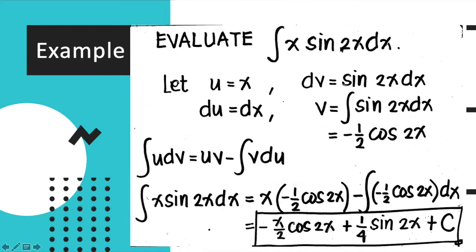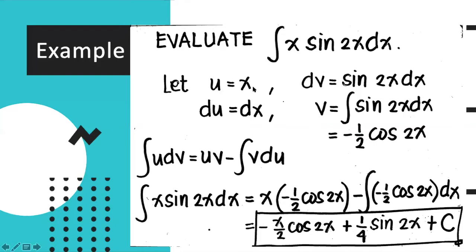If the given integrand contains an algebraic function and a trigonometric function, the u that we will always use is the algebraic function. Take note of that. The algebraic function will always be your u. And if, for instance, it is an exponential function times a trigonometric function, either of the functions can be used as u, because there is a trick that happens there. In this case, we will let u equal to x.